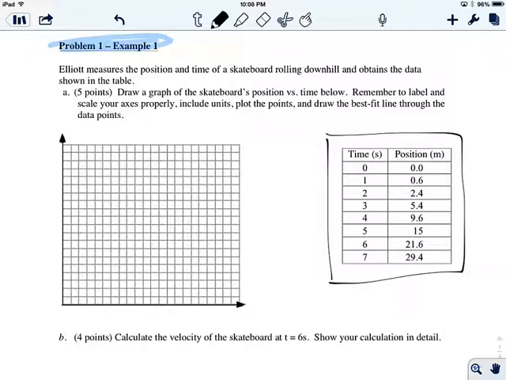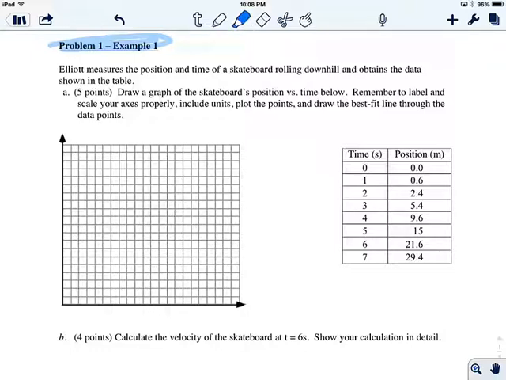Okay, and then it says draw a graph of the skateboard's position versus time. Remember to label and scale your axes properly. Include units, plot the points, and draw the best fit line through the data points. So let's just go and see what it asks for. It says that I need to label and scale my axes properly. So that's a really great place to start.